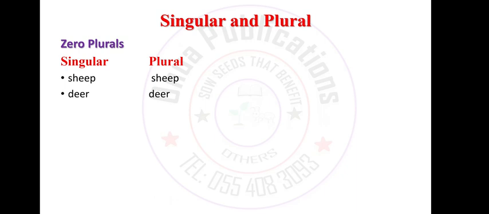Deer. One deer. I have a deer. I have two deers. No, we don't say that. We say I have two deer. Fish. I have a fish. I have two fish. Please watch here attentively.